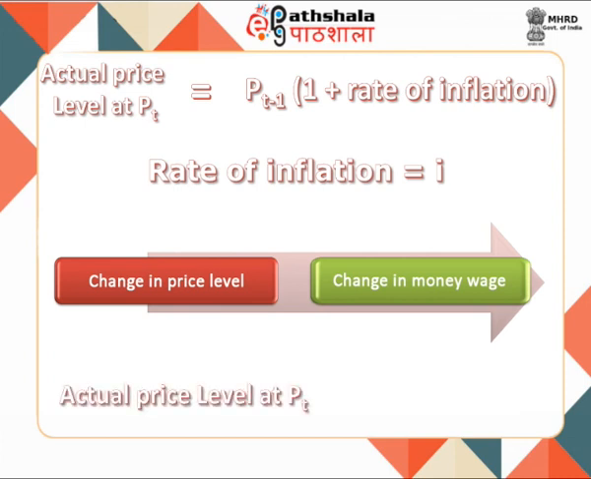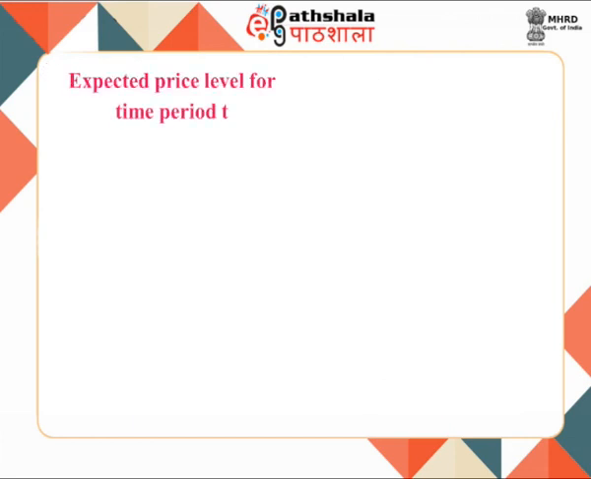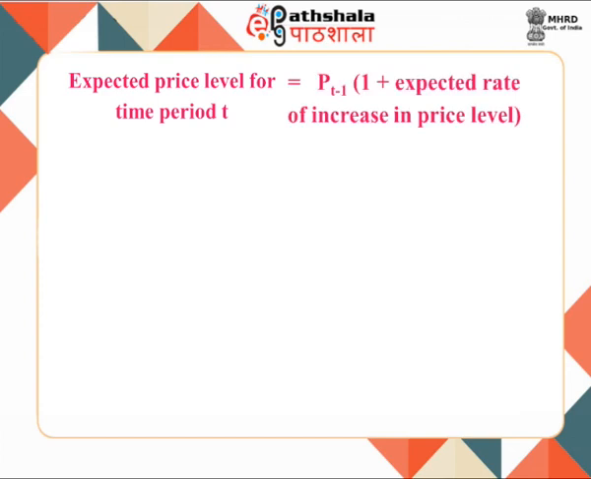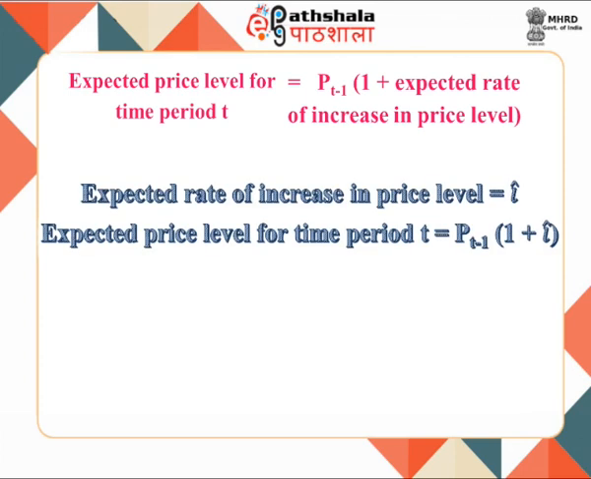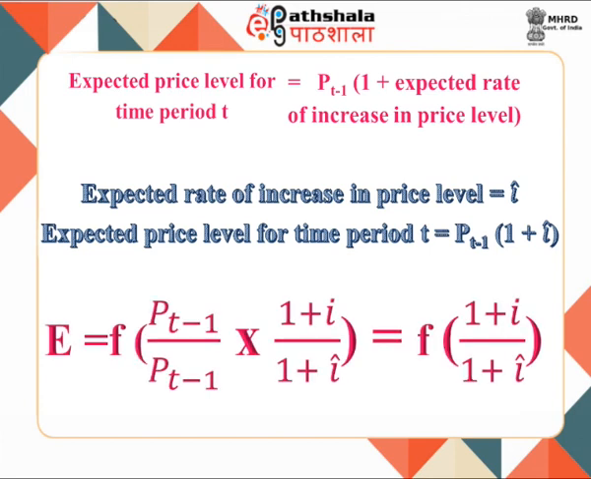Therefore, actual price level at time period T is equal to Pt-1 multiplied by (1 plus I). Expected price level for time period T is equal to Pt-1 multiplied by (1 plus expected rate of increase in price level). Expected rate of increase in price level is equal to I cap. Expected price level for time period T is equal to Pt-1 multiplied by (1 plus I cap). The employment would be given by the function as shown here.